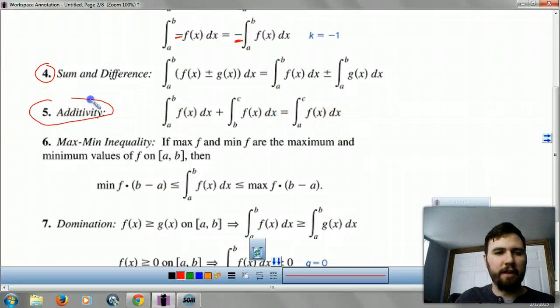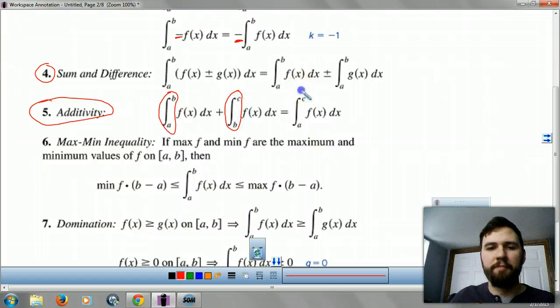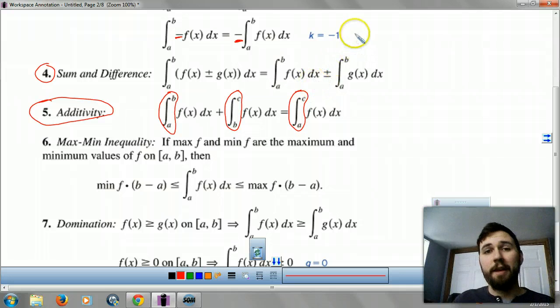Additivity is a very neat rule. It says if you take the area from A to B and add it to your area from B to C, you get the area from A to C. If you aren't taking notes, hit the rewind button, go back and take notes on this.